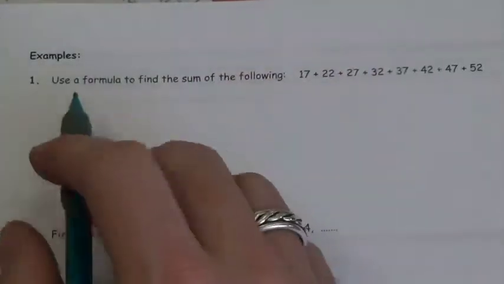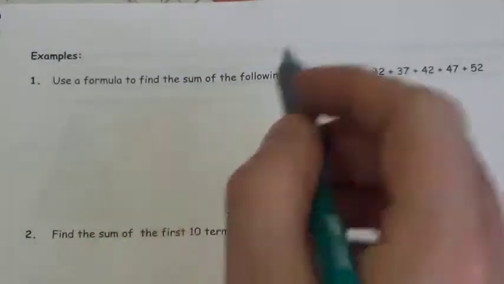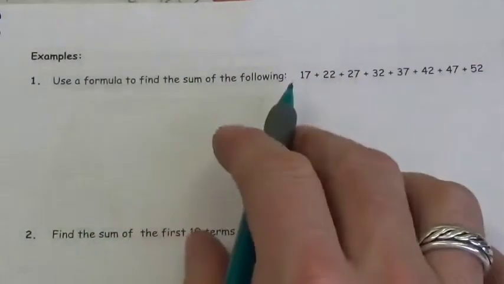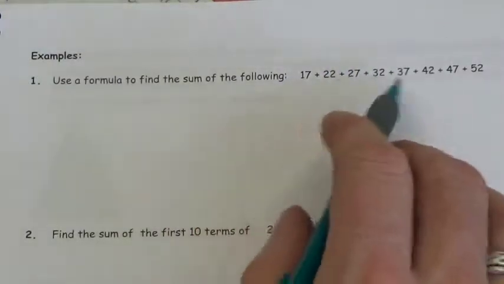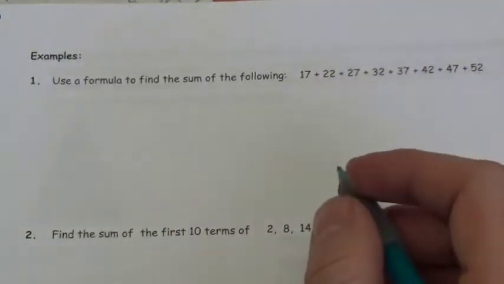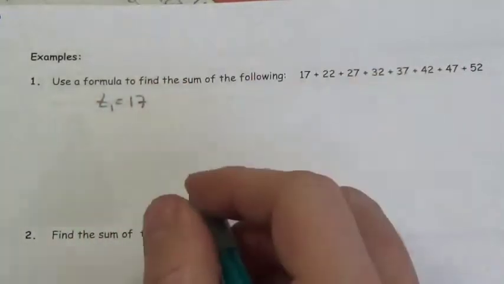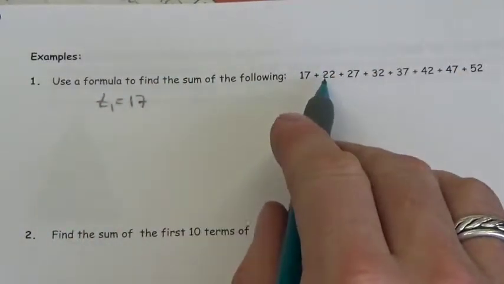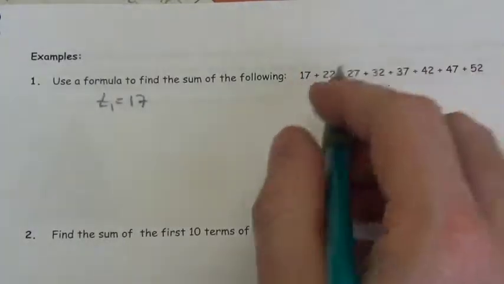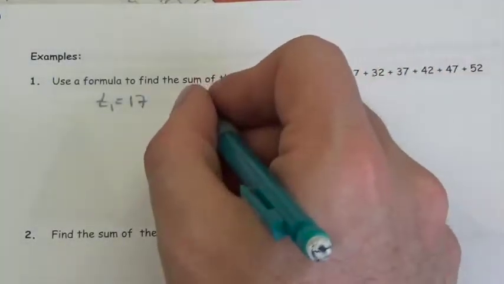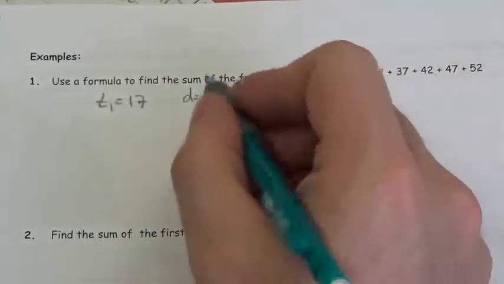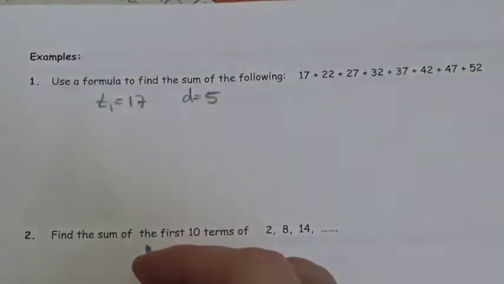All right, so here we go. Use a formula to find the sum of the following. Now, we could just very easily plug those numbers into our calculator, but that's not the point here. Notice that the first term is 17, and when I take the second term and subtract the first term, I can see right now that my common difference is 5.